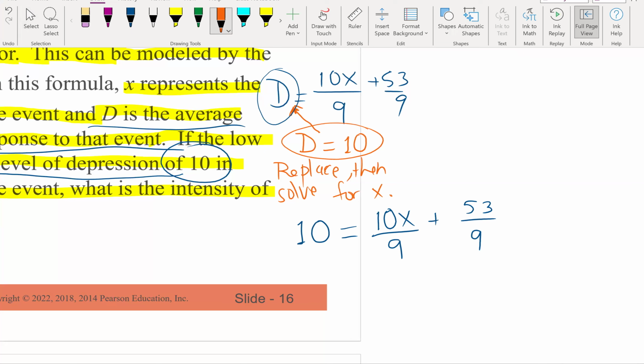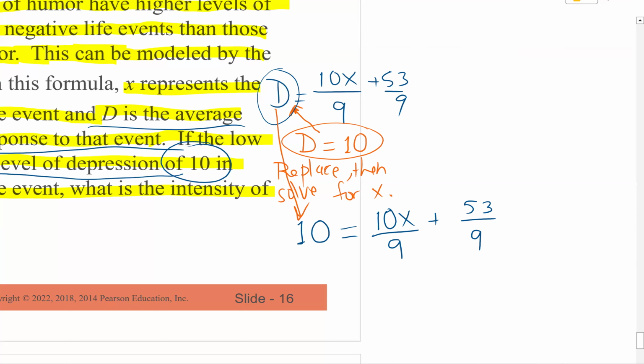Okay, we want to solve this. So the capital D was replaced with 10. All right, I think I'm just talking a lot so that I don't have to do this problem, but I guess I should.